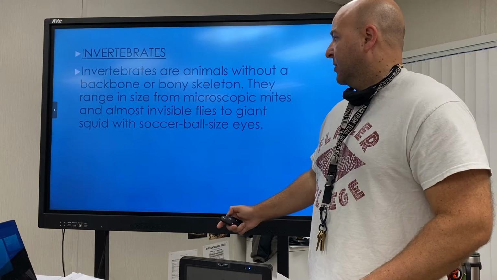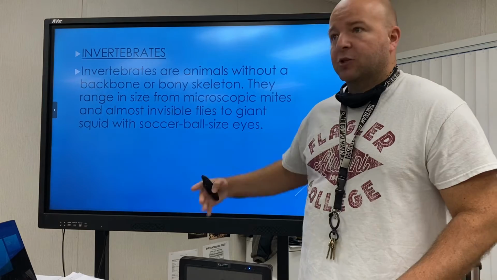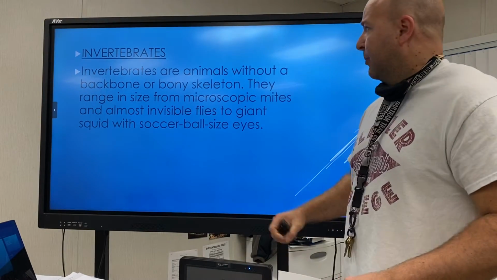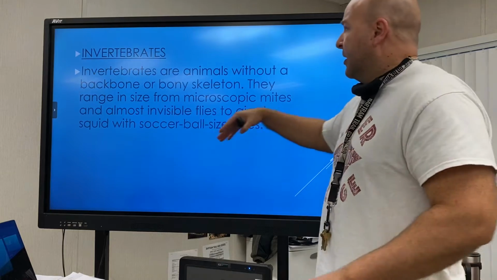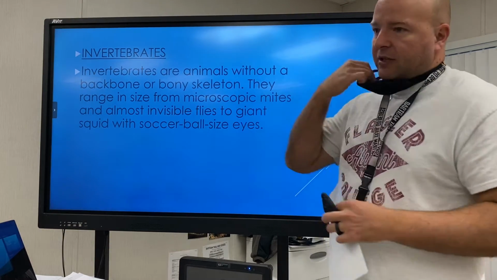So invertebrates, you don't have to write this part down. We're going to focus on species themselves in broad terms. But just be aware, if you're not already, that invertebrates are animals that don't have a backbone or bony skeleton.